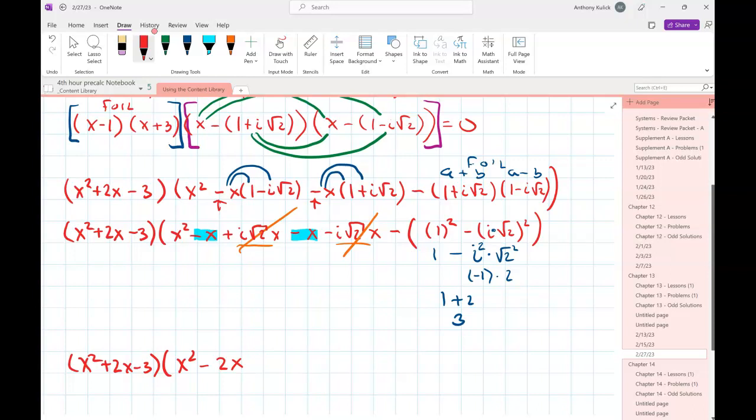Wouldn't that be 4? Sorry. Wait, 1 minus -1. You have to do the order of operations, so you multiply first. So -1 times 2 is -2, and then 1 minus a -2 is 3.